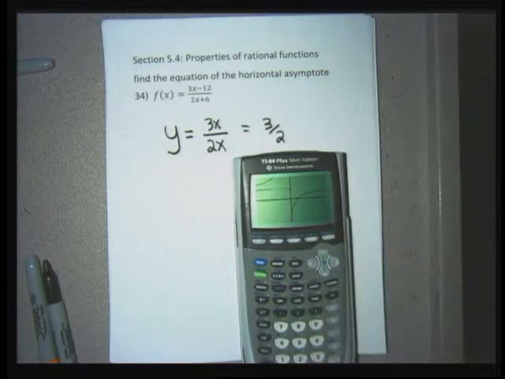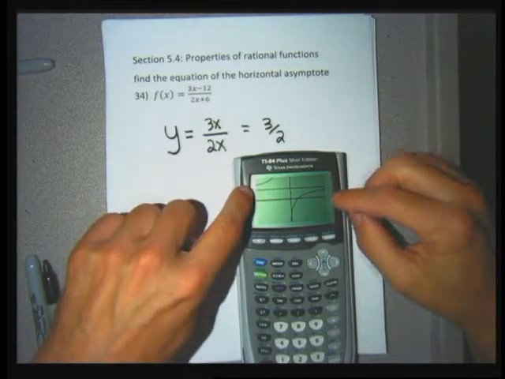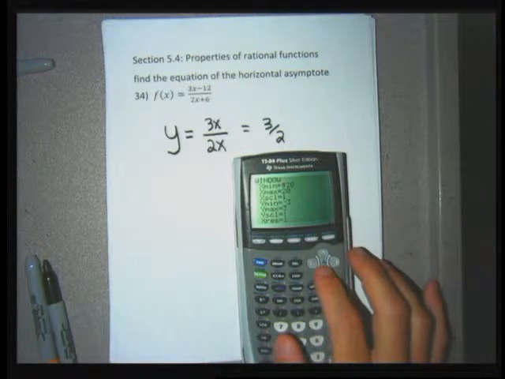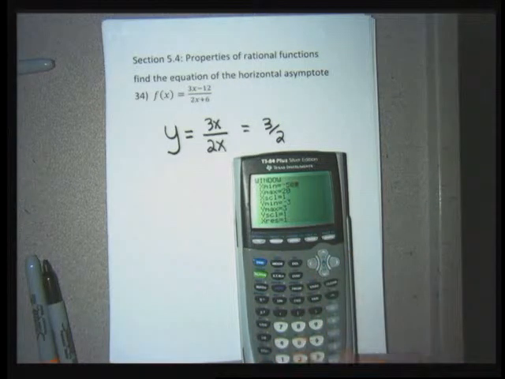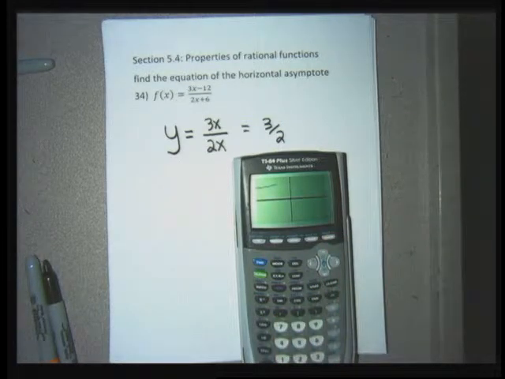When I hit my graph button, you'll notice that the graph is getting close to this horizontal line. If I went out farther, if I made my window on my x's go maybe to the 50s as opposed to the 20s, you'll see the impact of this horizontal line more. So you start to see the graph, and there's the line y equals 3/2.